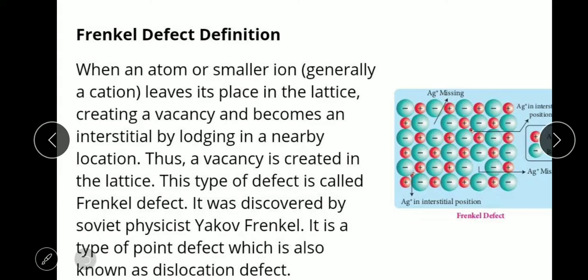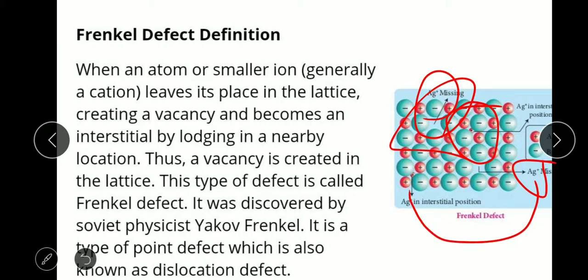Ag plus is missing, but that Ag plus moves to an interstitial position. Thus, a vacancy is created in the lattice. This type of defect is called Frenkel defect. When an atom or smaller ion, meaning only the cation, leaves its place in the lattice, creating a vacancy, it becomes an interstitial by lodging in a nearby location. Thus, a vacancy is created in the lattice. This type of defect is called Frenkel defect.